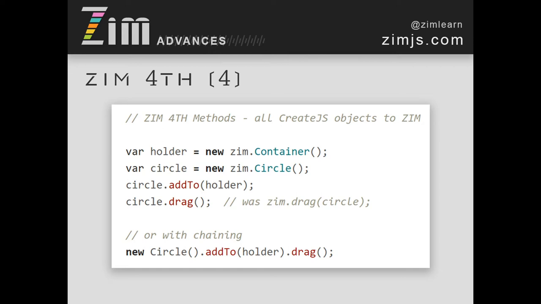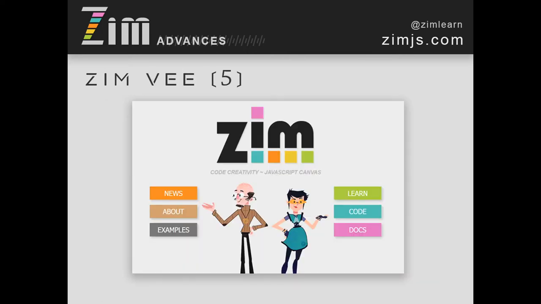At some point we introduced ZIM frame as well in here, and chaining as well. So we can now chain new circle dot add to dot drag, that type of thing. This can go on dot animate, etc. And so ZIM became very, very efficient and very powerful in its structure in ZIM 4th.